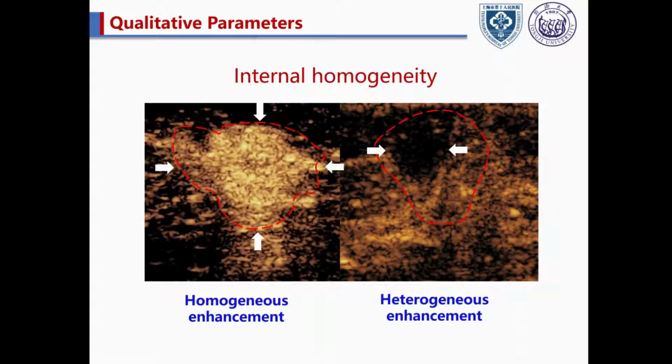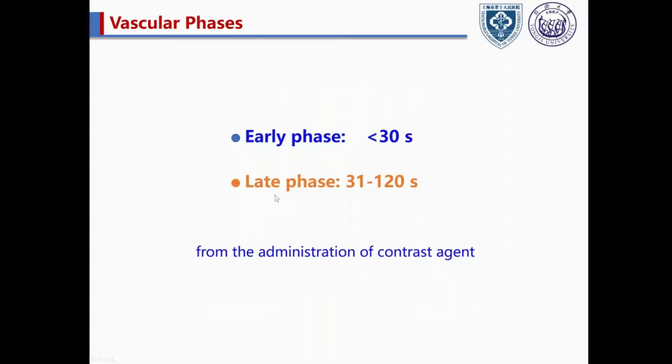The vascular phases for breast CEUS is generally divided into two phases. First is early phase. It is less than 30 seconds after the contrast administration, and the other is the late phase. It starts at 30 seconds and ends at 120 seconds after contrast.